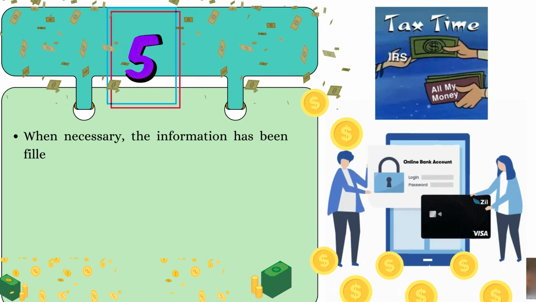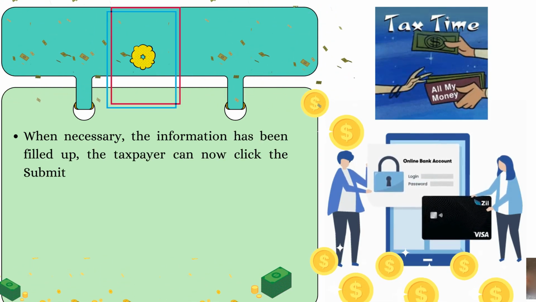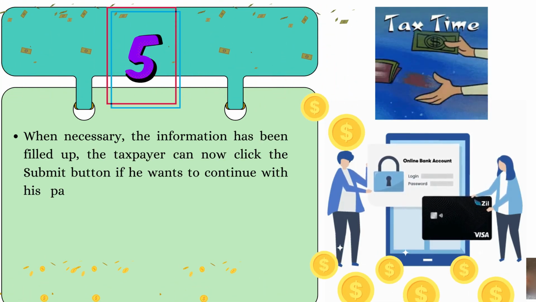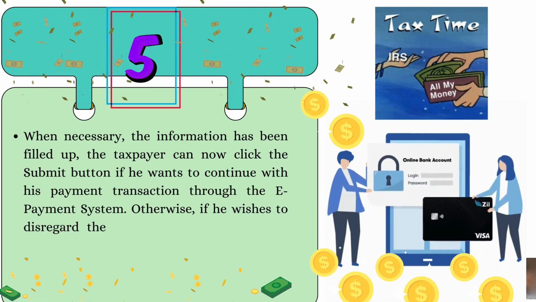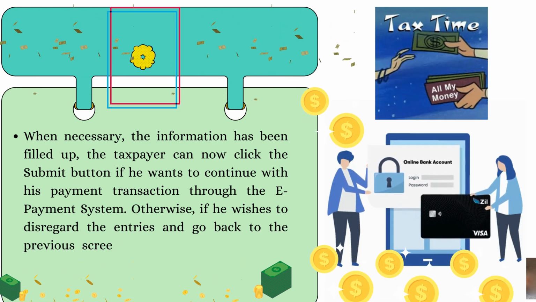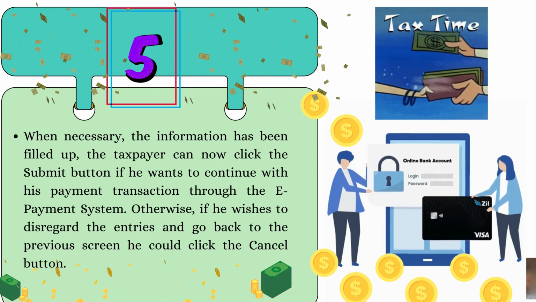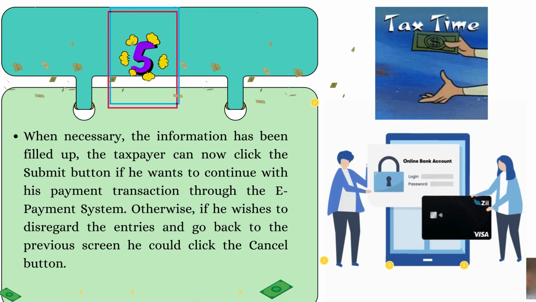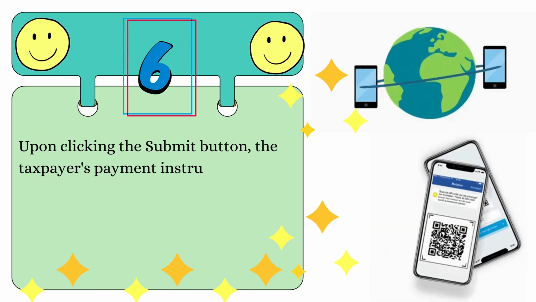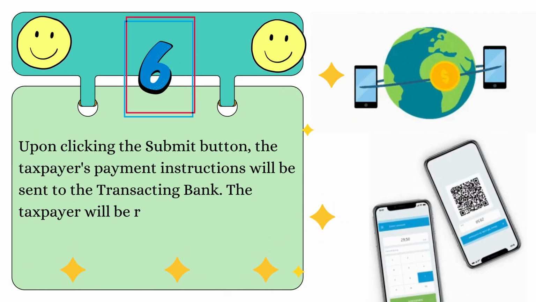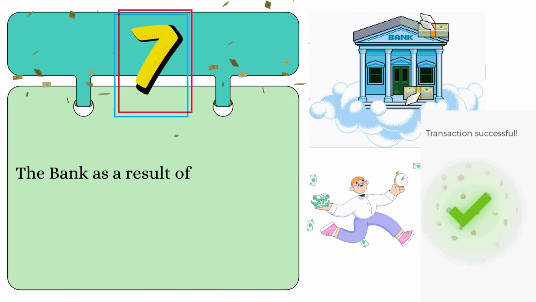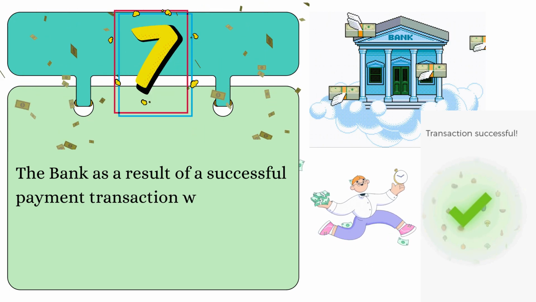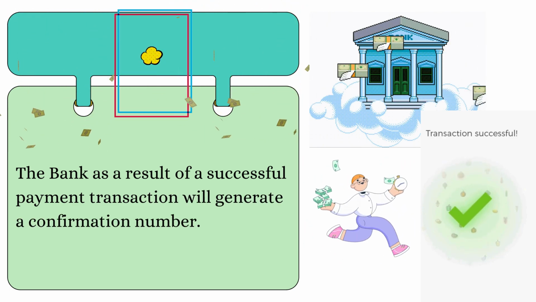Number 5. When the necessary information has been filled up, the taxpayer can now click the Submit button if he wants to continue with his payment transaction through the e-payment system. Otherwise, if he wishes to disregard the entries and go back to the previous screen, he could click the Cancel button. Number 6. Upon clicking the Submit button, the taxpayer's payment instructions will be sent to the bank. Number 7. The bank, as a result of a successful payment transaction, will generate a confirmation number.